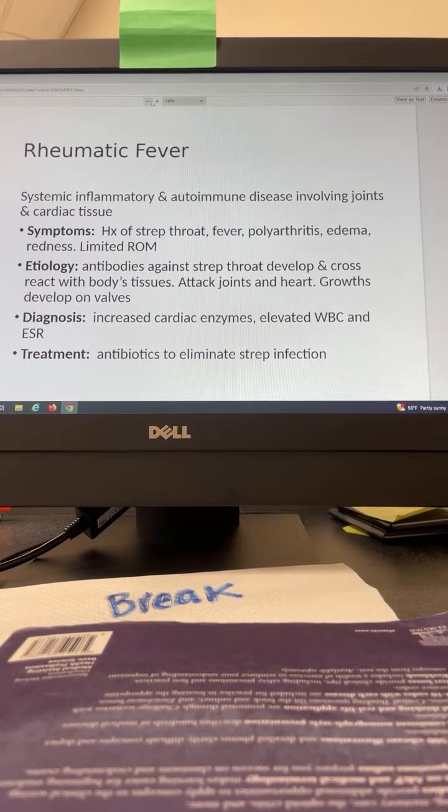Okay. So symptoms here, I'll start with etiology first, actually. What happens here is someone gets strep throat, so a streptococcal infection, and you develop antibodies against the strep bacteria.